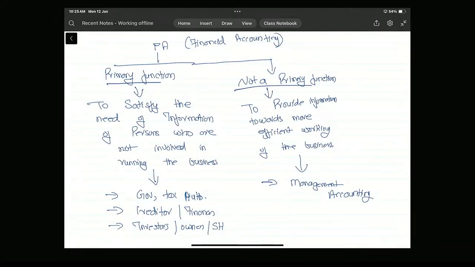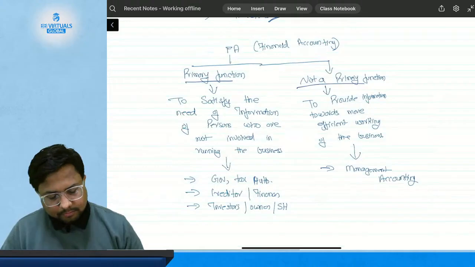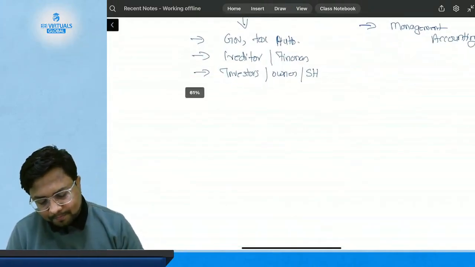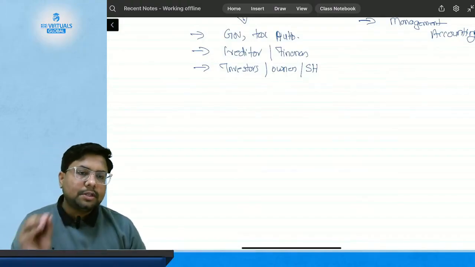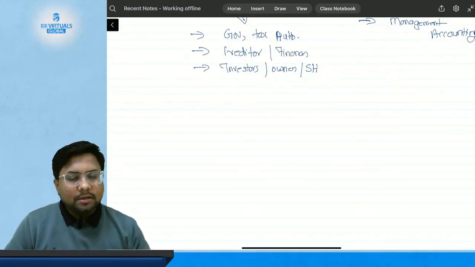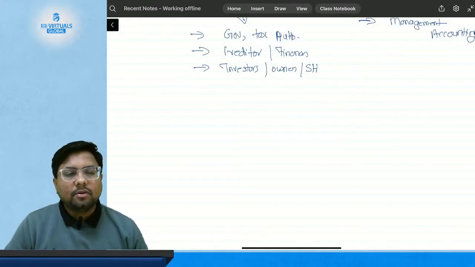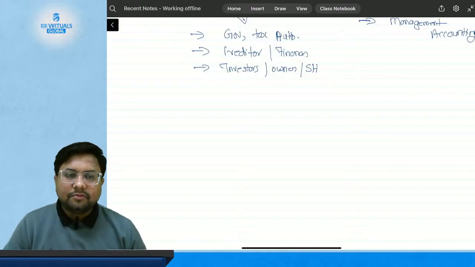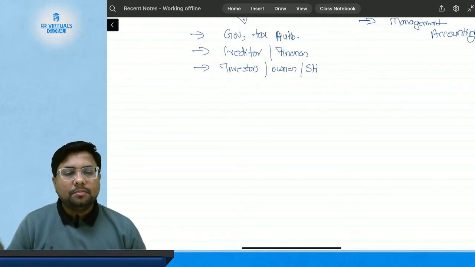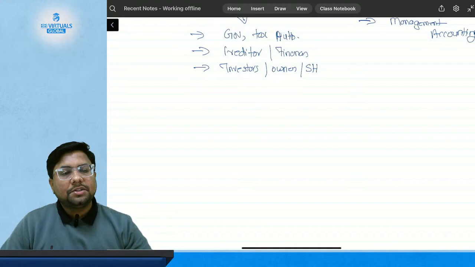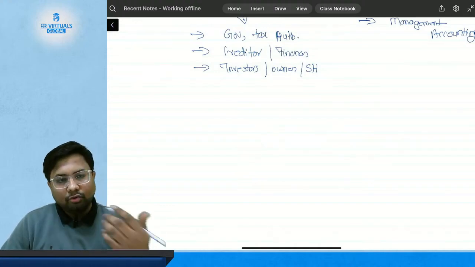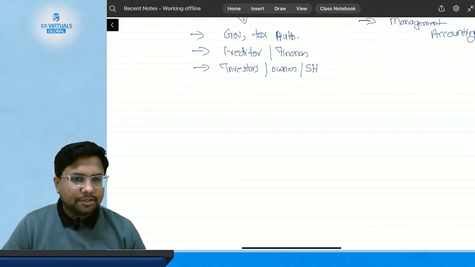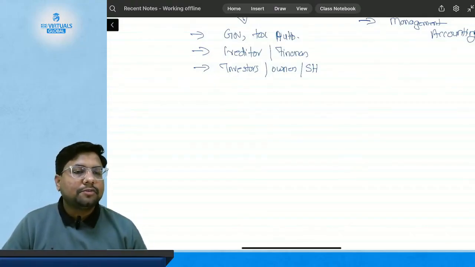Now comes the next topic. What have we studied till now? We have studied what financial reporting is: the recording, classifying and summarizing of financial data to present the financial performance and financial position of the business. The financial statements produced from this data are used by the users of financial statements. Then we have studied what financial accounting is.